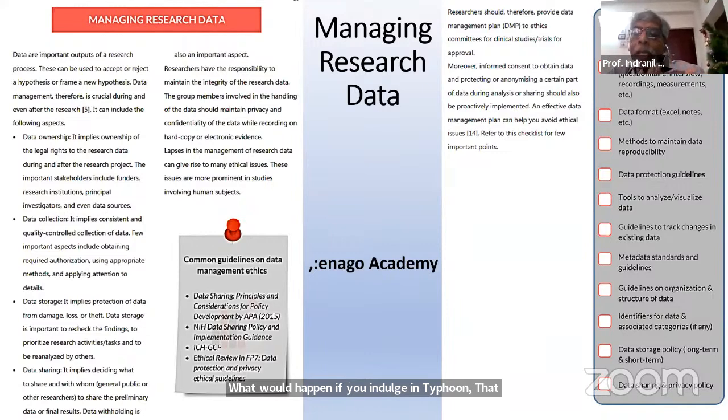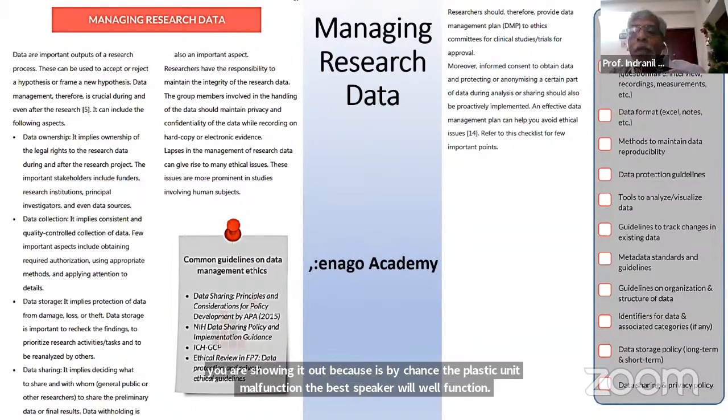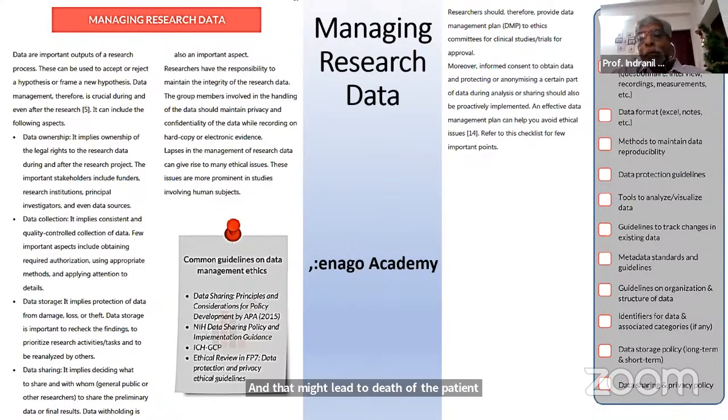That means the actual lifetime of the plastic unit was greater than or equal to 2 years, but you are throwing it out. Why are you throwing it out? Because if by chance the plastic unit malfunctions, the pacemaker will malfunction, and that might lead to the death of the patient. So you should be very finicky, focus on type 1 error, indulge in type 1 error.